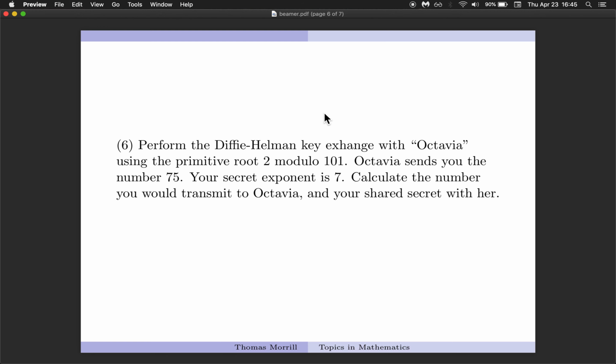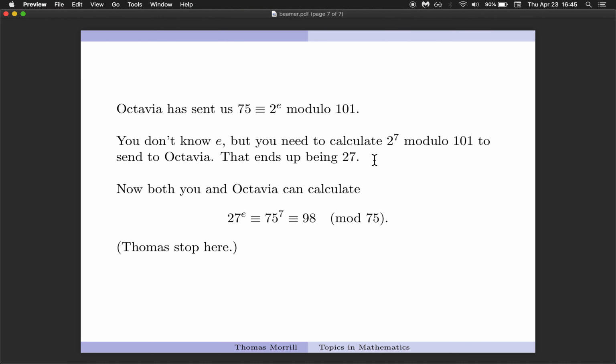In the course of the exchange, you will have a secret exponent that you do not share with anyone, not even Agent Octavia as it was. Here the secret exponent is given as 7. Octavia has her own exponent that we don't get to know for this problem.